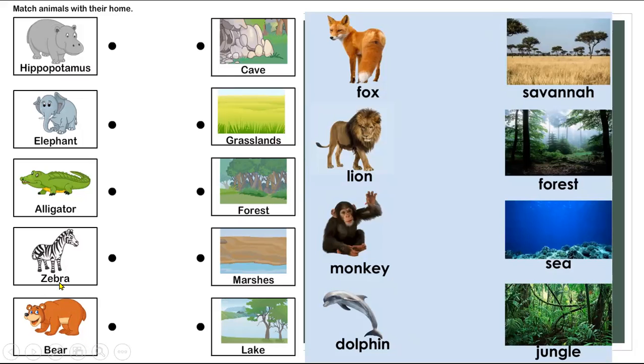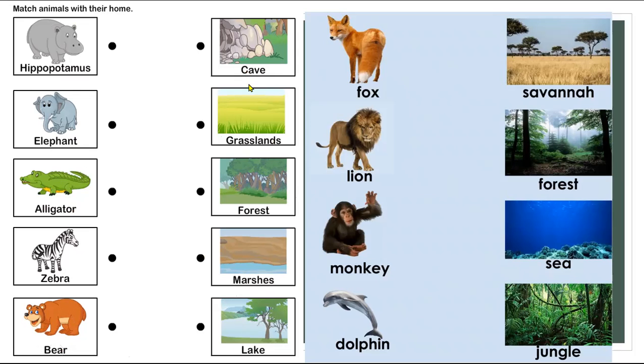How about the zebra? Zebra can live in the grassland. So grassland is the environment for zebra. Alligator cannot live in the grassland or cave. Alligator will need the lake, right? So in the lake, it can find everything, or marshes. How about the elephant? Elephant lives in the forest. And how about the hippo? Hippo can live in the forest, right? So here are different environments. Alligator will need a shelter like cave.